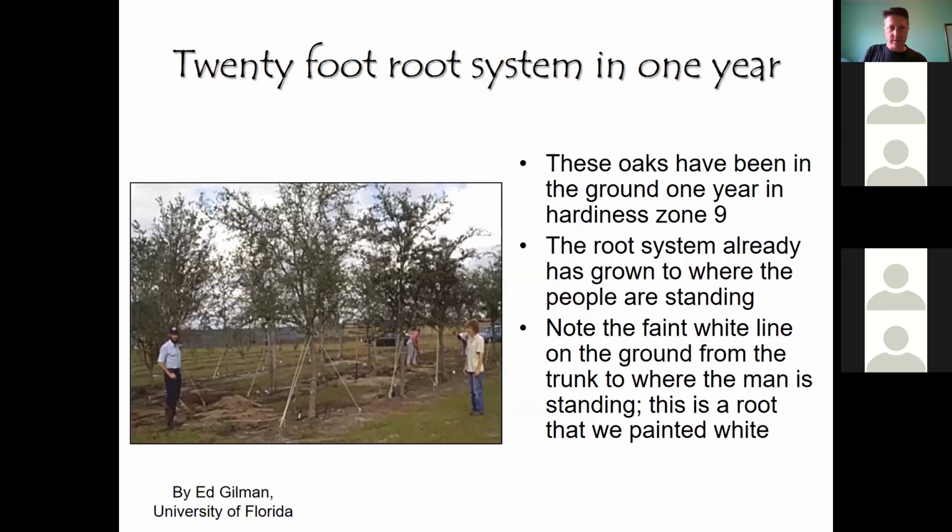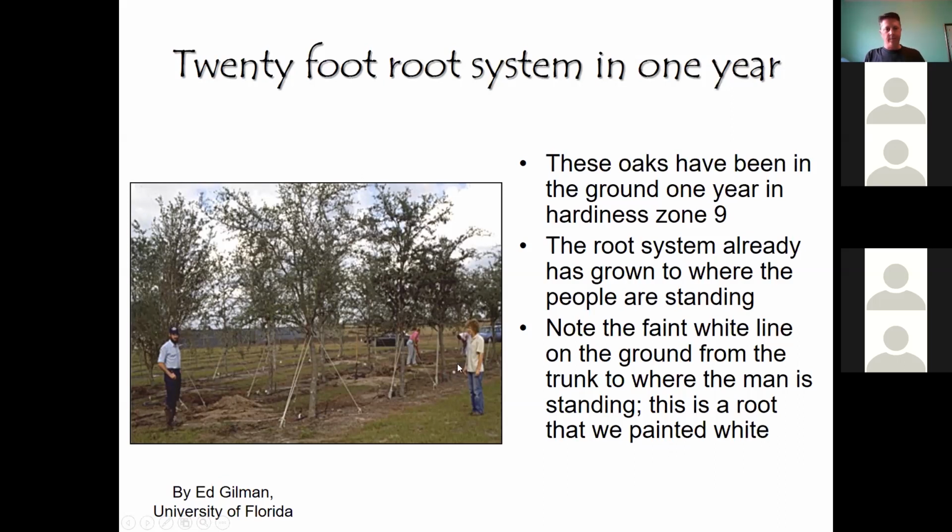And I think this one's quite interesting here. So these oak trees have been in the ground a year, and they actually excavated the roots and painted some of them white. And you can see this root right here. It's not very deep, but the roots are out here to where these people are standing. So a full canopy width plus extra. So 1.5 to 2 times the canopy width just in the first growing season alone.